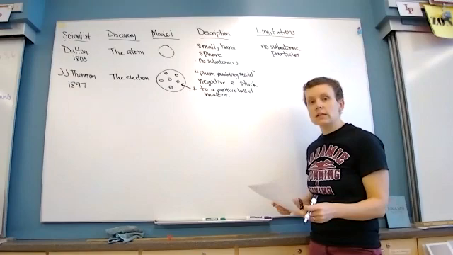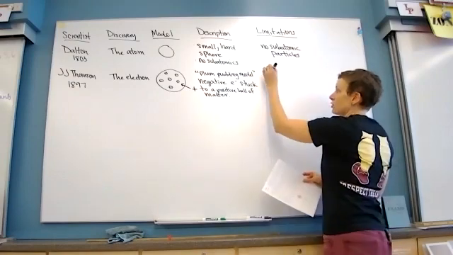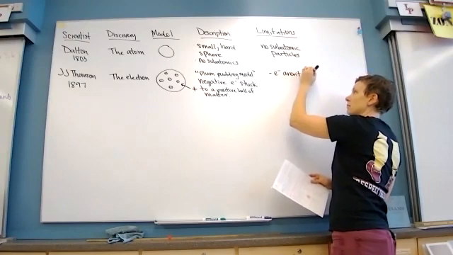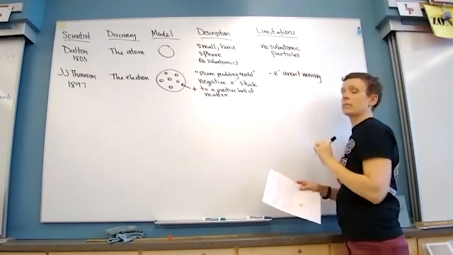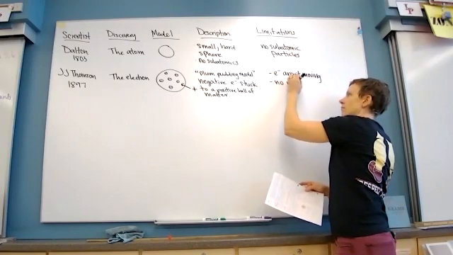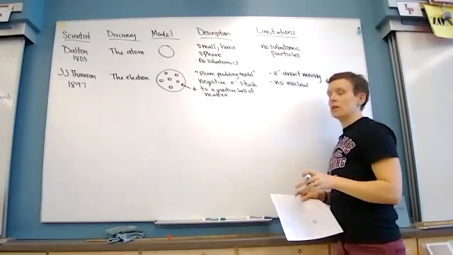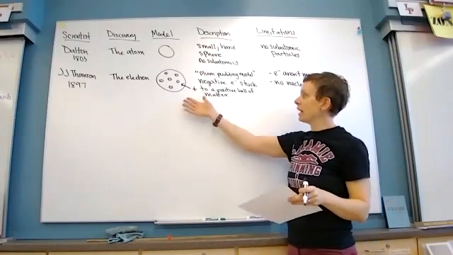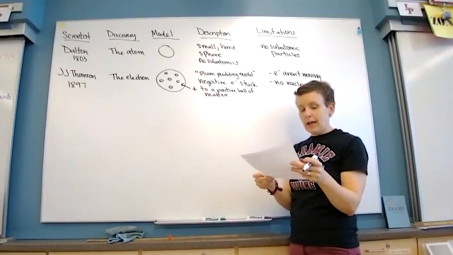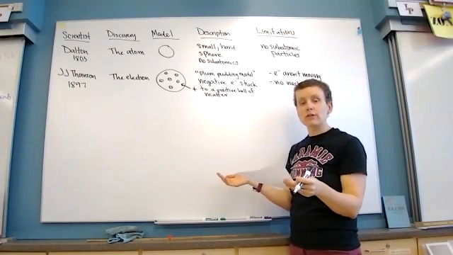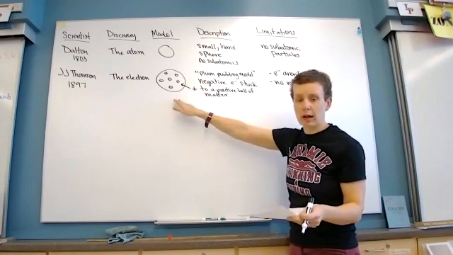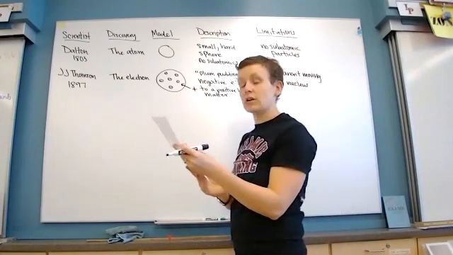So limitations to this model. Well, the electrons aren't moving, and there's no nucleus. In his model, the mass of the atom is spread out throughout the sphere. And so that opened up the opportunity for someone to come along and discover that the mass of the atom can't possibly be spread out this much. And that was Ernest Rutherford.